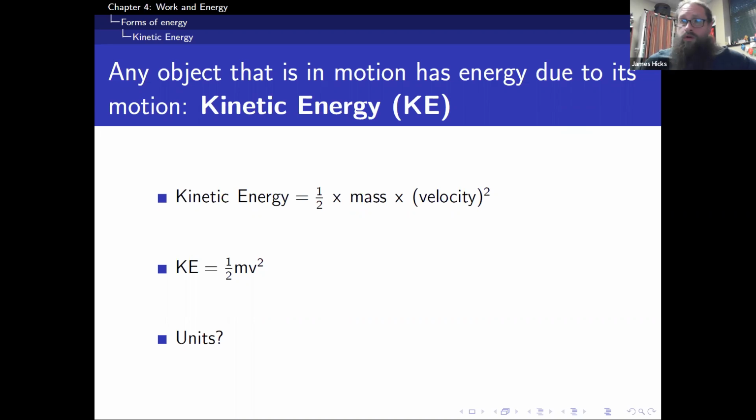Now we have an equation for kinetic energy. It's 1/2 mass times velocity squared. So one equation is 1/2 mv squared. That's one equation for this chapter. What are the units for kinetic energy? It's energy, so its units are joules. All energy has the same units.